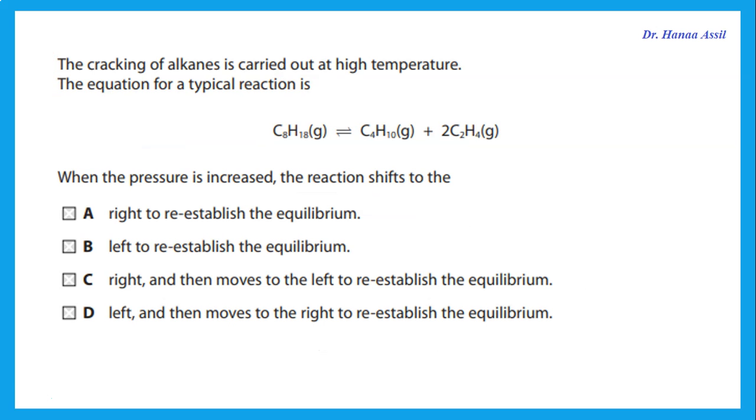So let's take some questions. For example, this question says the cracking of alkanes is carried out at high temperature. When the pressure is increased, the reaction shifts to where? So in this equation, if I increase the pressure, remember we said increasing the pressure causes the reaction to go to which side? To the side that has less number of moles. So in this equation, if I increase pressure, going forward gives total 3 moles of products. Going back, it gives 1 mole of product. So in this case, if I increase pressure, then it goes to the side with less number of moles, and that means it goes to the left.